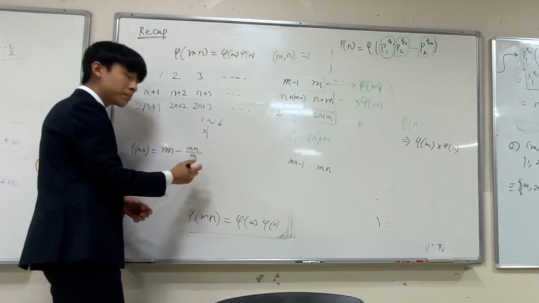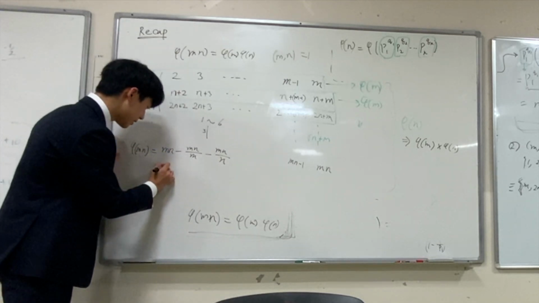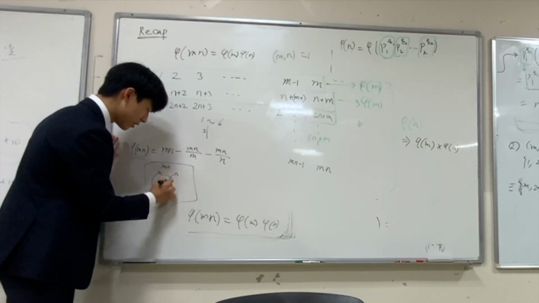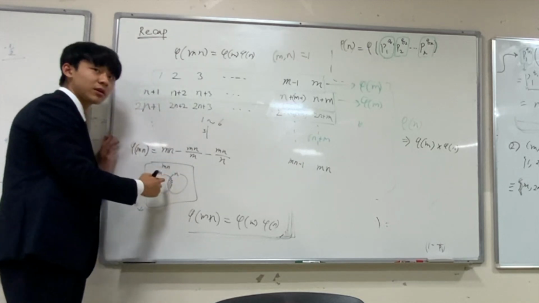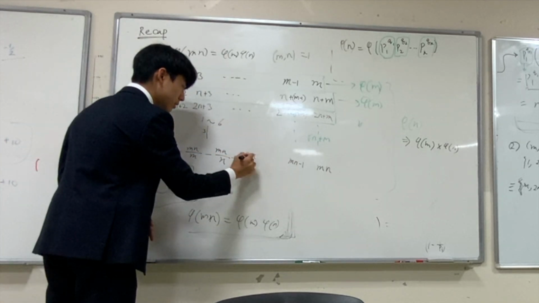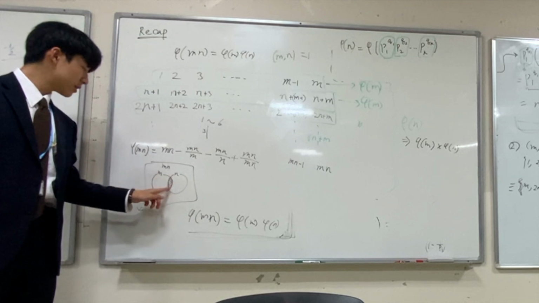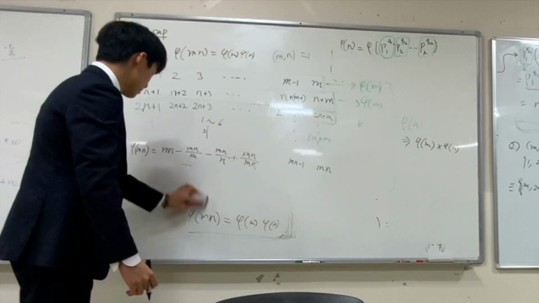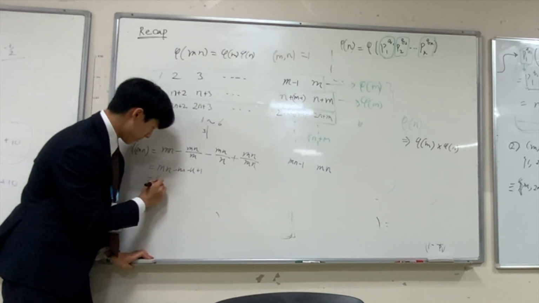So mn minus mn over m minus mn over n. But here we have to be careful, because inside these mn numbers, we have multiples of m, multiples of n, but then if we subtract each of these from mn, this part is the intersection that we subtracted twice. So we have to add the number of elements in here again, which is basically this, right? Because this part here is the number of integers that are divisible by both m and n.